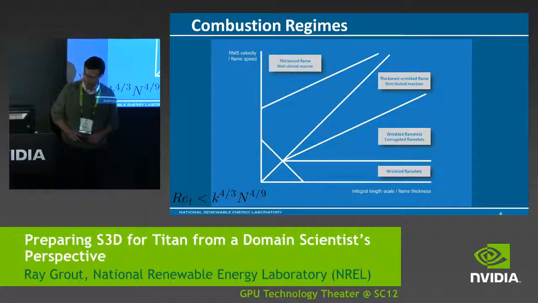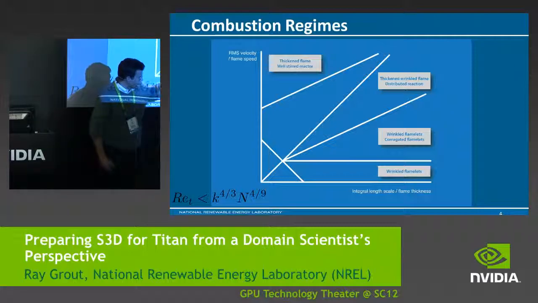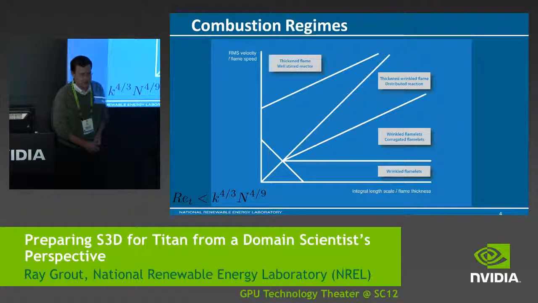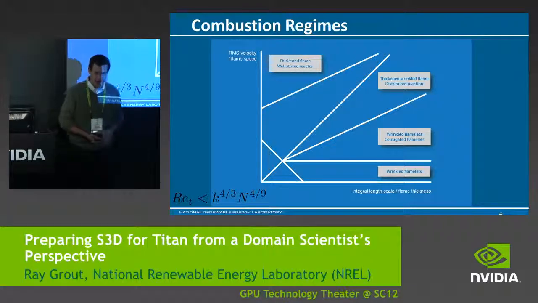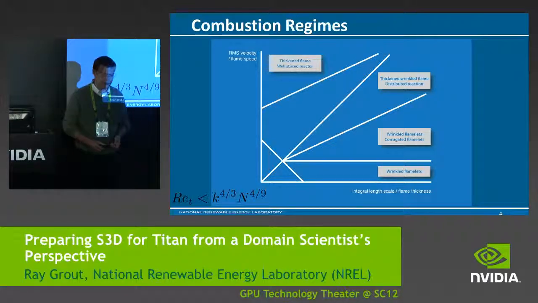This is my one combustion slide without any numbers on it. You can think of this as a regime diagram for turbulent combustion. Down along the bottom right is the regime where there's a very well-structured flame and relatively benign turbulent mixing. This is a regime in which chemistry dominates, and it's relatively well understood, and there are very effective engineering-level models for this type of combustion.